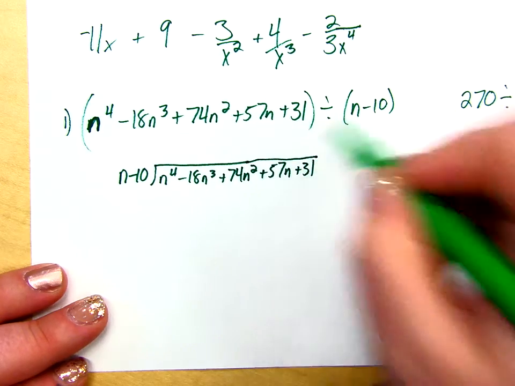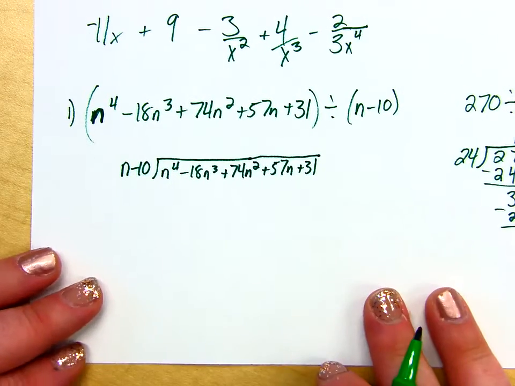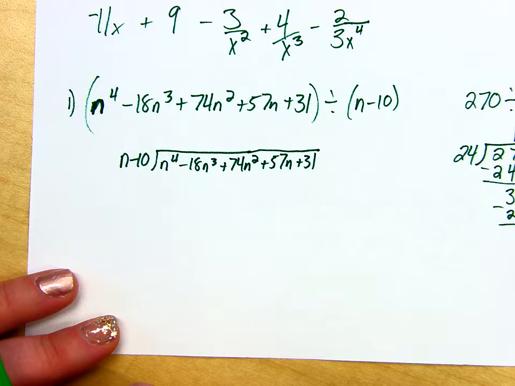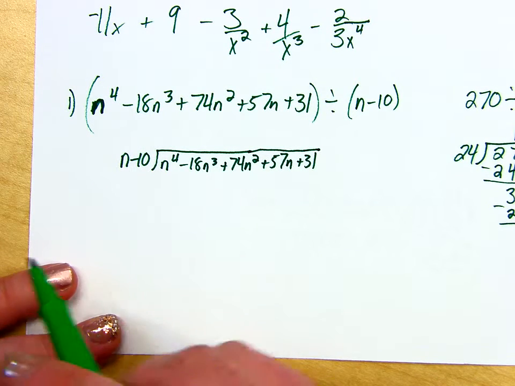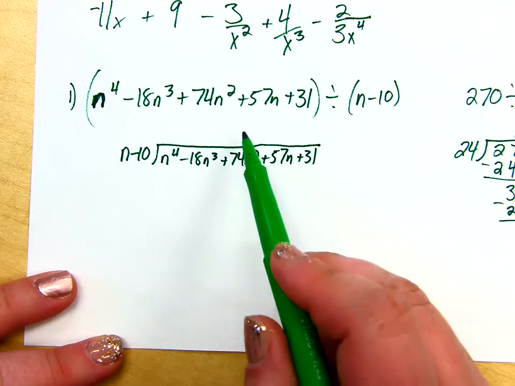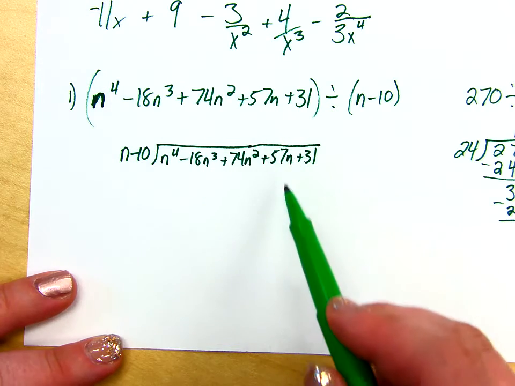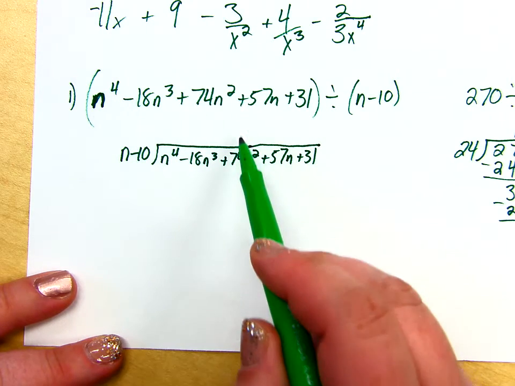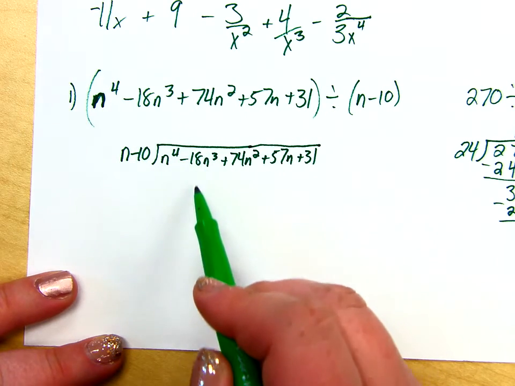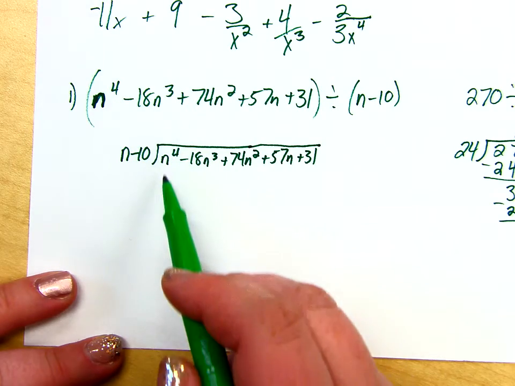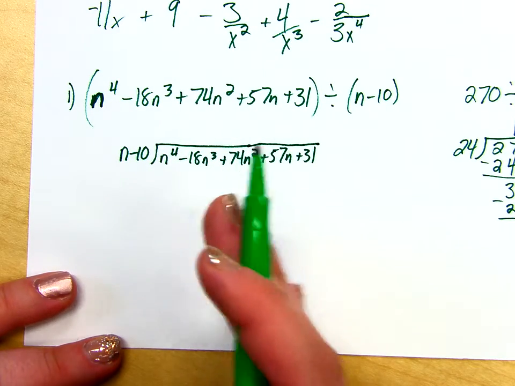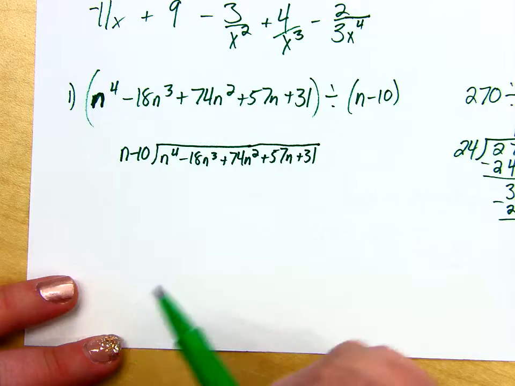Alright, so there's my math. One thing you want to keep in mind while you're doing this is you want to keep the same exponents in each column. So if I ever have to write in n squared, for example, it's going to be in this column. If I have to write n to the third, it's going to be in this column. If I write n to the fourth, it's going to be in this column. I want to keep all my columns the same degree, okay?